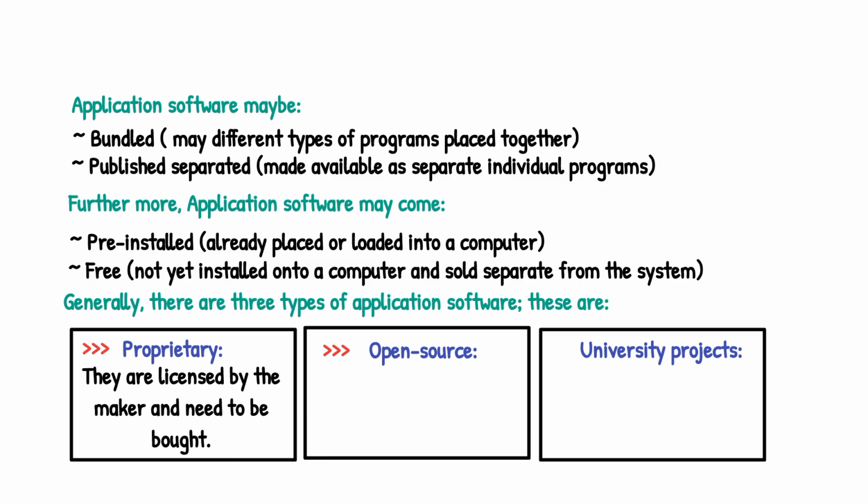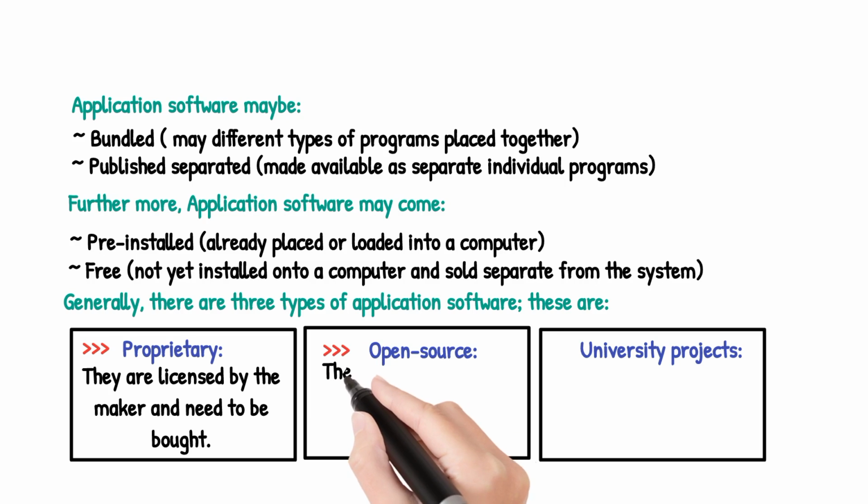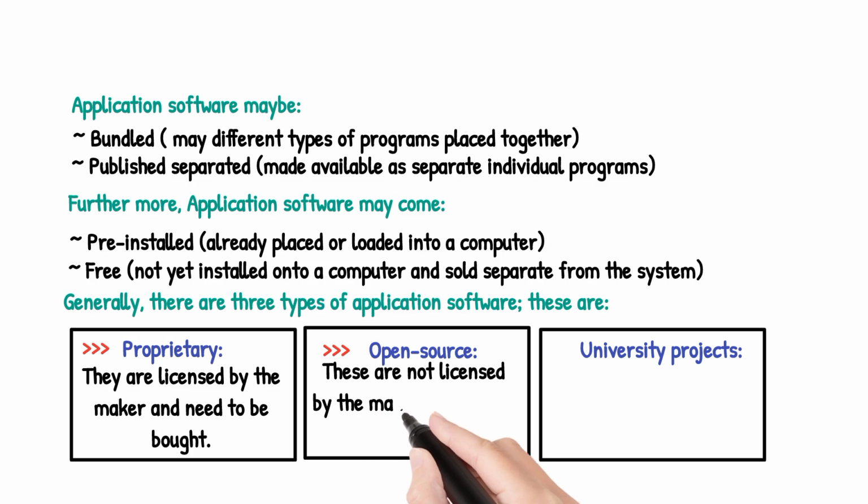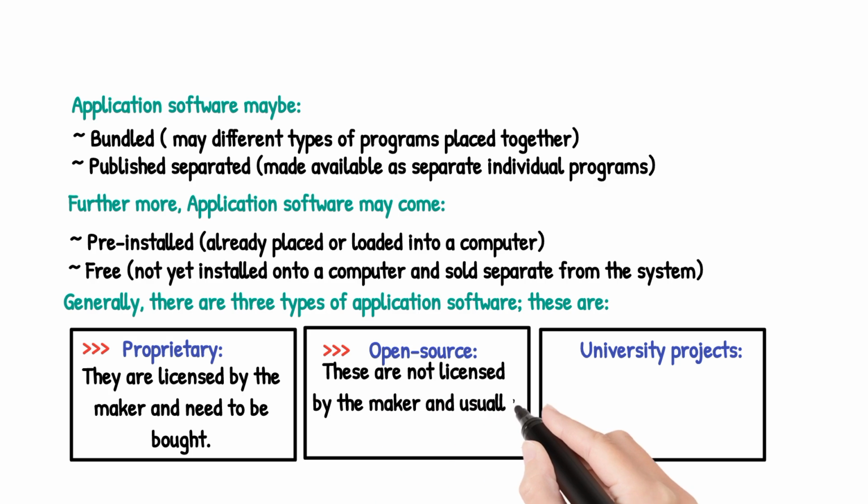The second type of the application software is the open source application software. These are not installed by the maker and are usually free. You can access them for free. Changes can be made to them. Most often, they do not need a password called a product key to activate them. These are commonly known as freewares. You access them for free.